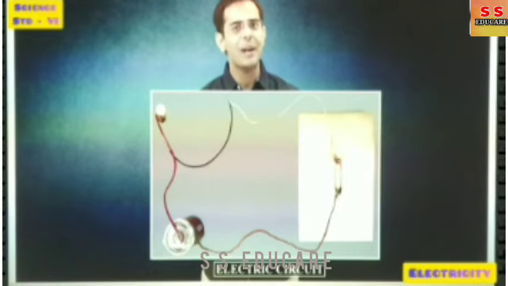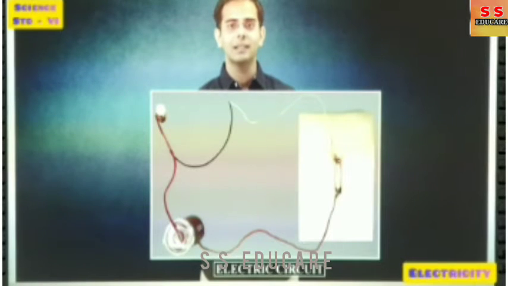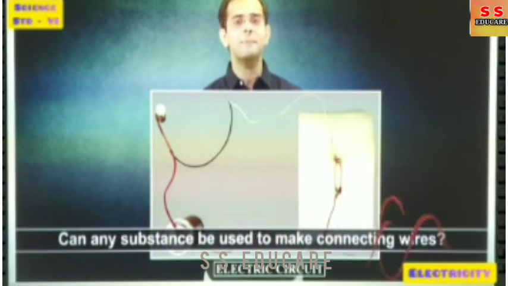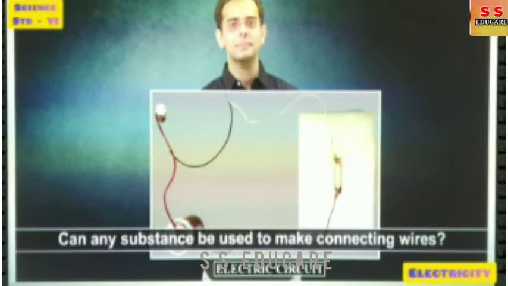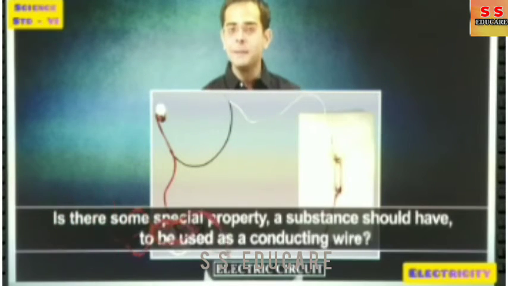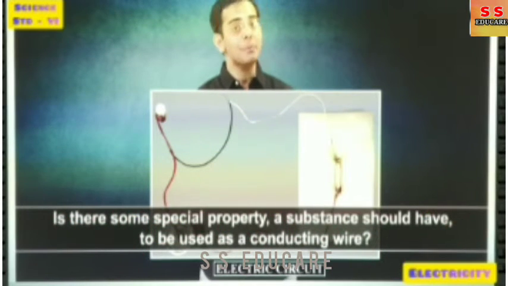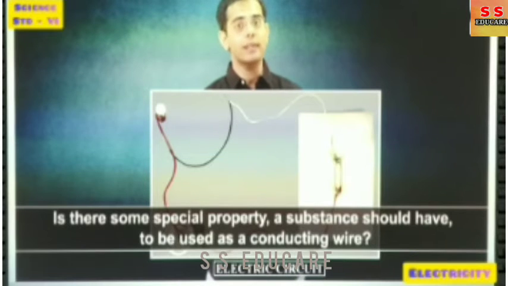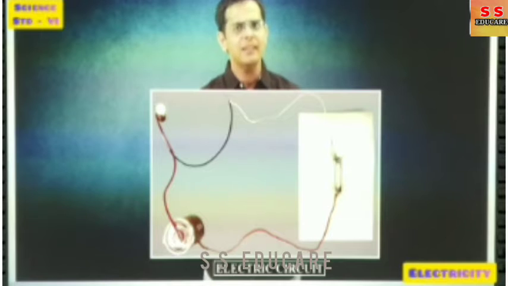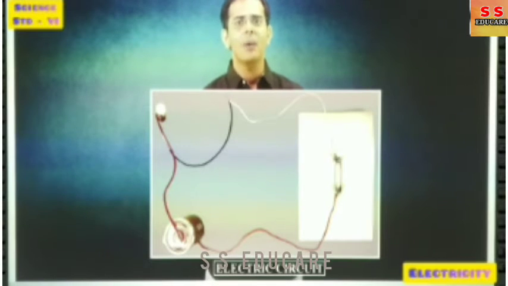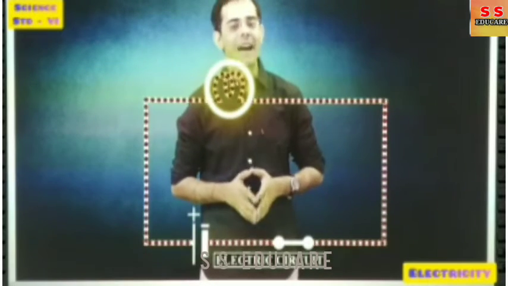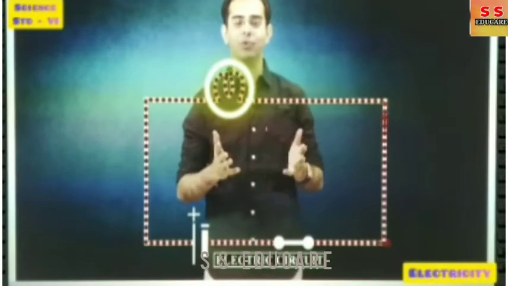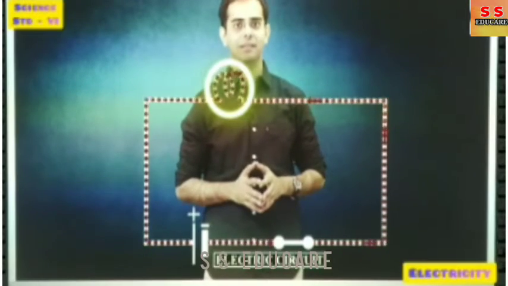Now the question which I want you all to answer is, can any substance be used for making connecting wires? Or is there some special property that substance should have to be used as a conducting wire? And before that, let's come to another question. Why do we actually use a wire in an electric circuit? Yes, naturally to provide the path for the movement of electrons.